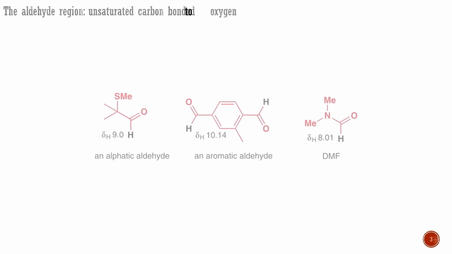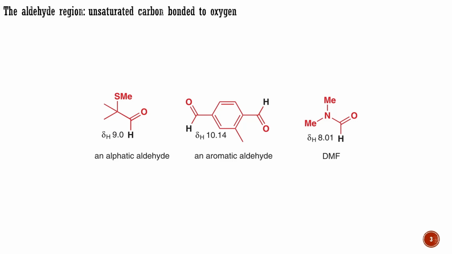The aldehyde proton is unique. It is directly attached to a carbonyl group, one of the most electron-withdrawing groups that exists. It is therefore very deshielded and resonates with the largest shifts of any CH protons, typically in the 9 to 10 ppm region. The examples shown here are all compounds that we have met before.